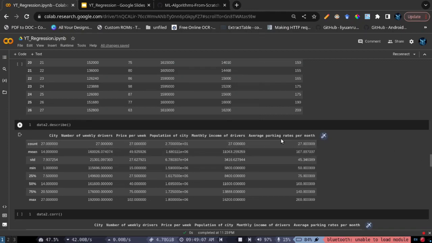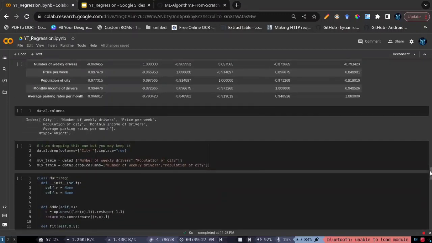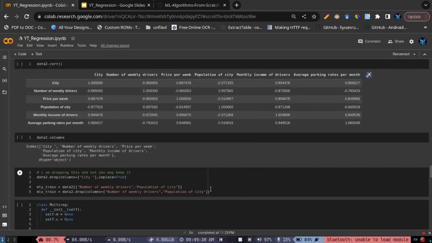So logically, you cannot use average parking rate per month to predict number of weekly drivers. Or maybe yes, we can, it may be costlier or cheaper. But I just used it randomly. You can train however you want, but what we are doing here is taking multiple X and multiple Y's. This is multi-target regression. If we are going to do multilinear regression, then just remove this from here, and also from the X, and you will have your multilinear regression.